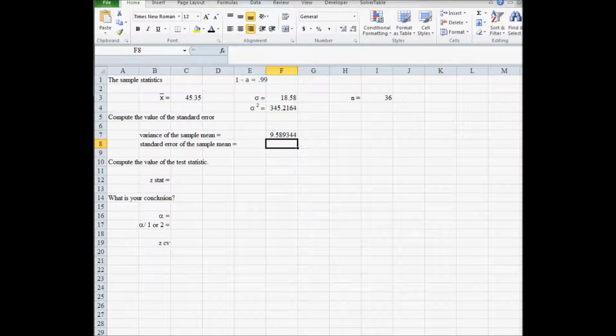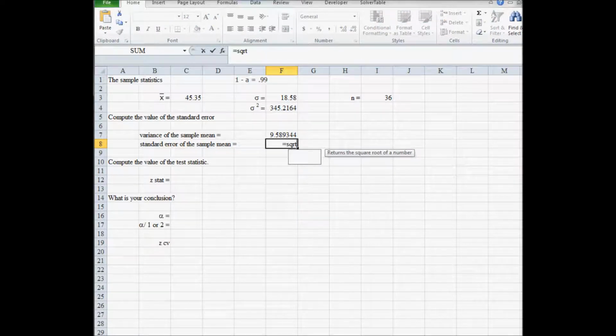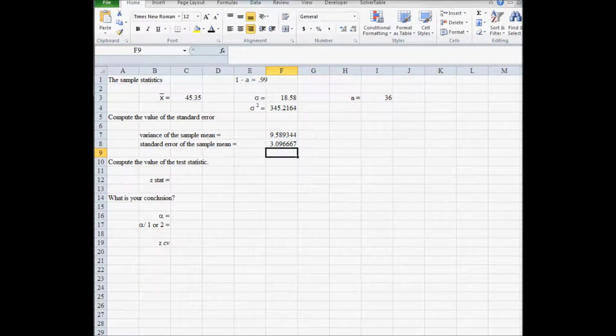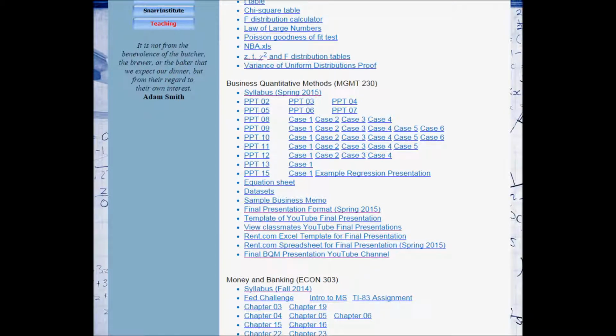The standard error of the mean, of the sample mean, another name for it is the standard deviation of the sample mean. So to calculate a standard deviation from a variance, you take the square root. So we're just going to simply take the square root of the variance of the sample mean. Next, we have to compute the values of the confidence interval.